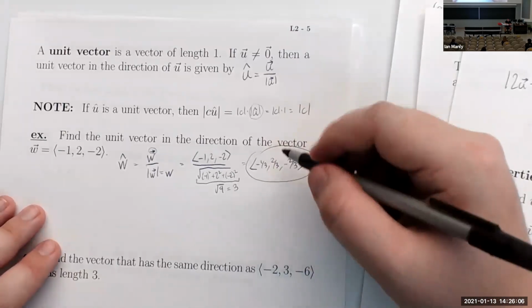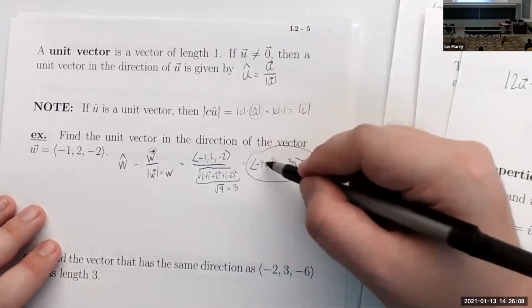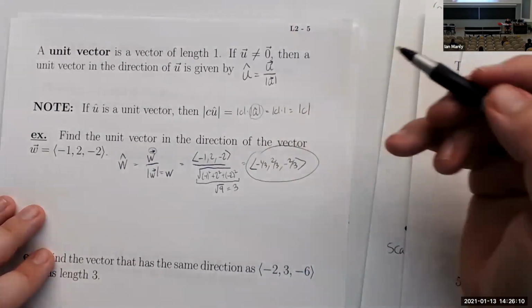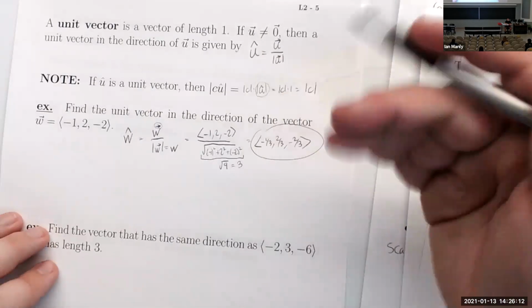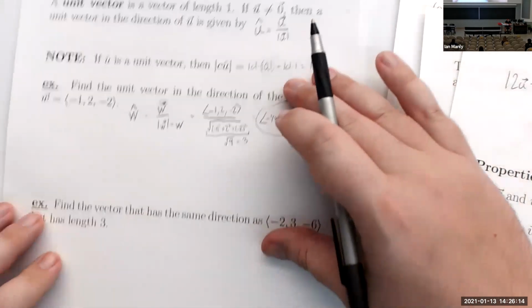And you could check for yourself here. If you take the magnitude of this, you will end up getting 1 for that. So that's a good way to check your work if you're finding a unit vector.